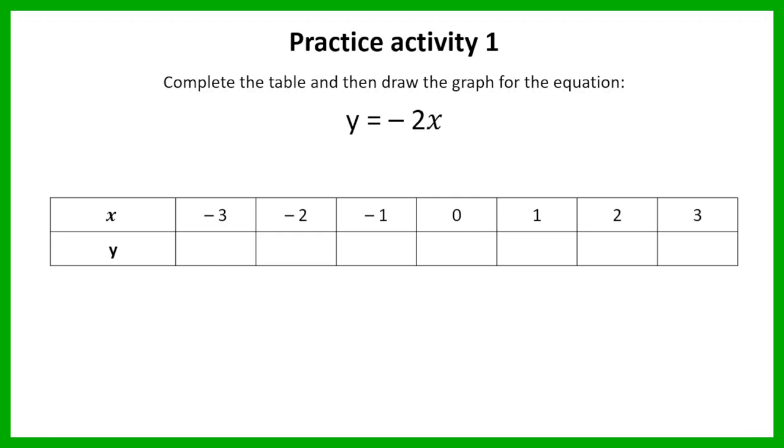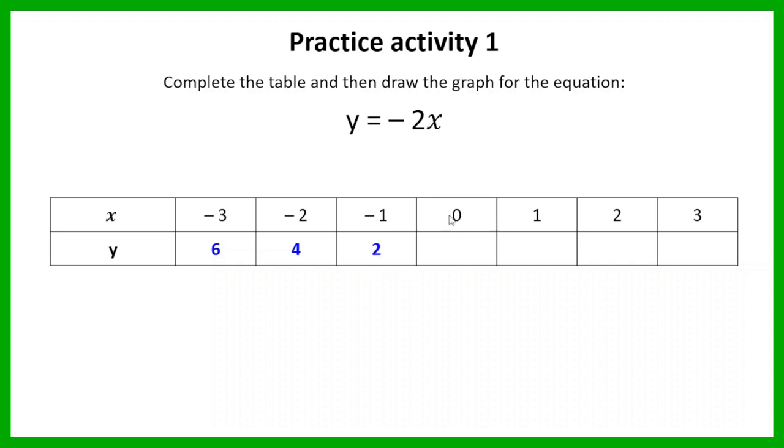Okay, so let's go through that example and see what you should have got. So first of all, we're going to fill in these values over here. So if x is negative 3, we have negative 2 multiplied by negative 3. That gives us a y value of 6. Then if x is negative 2, we have negative 2 times negative 2 is positive 4. If x is negative 1, we have negative 2 times negative 1 giving us a y value of positive 2.